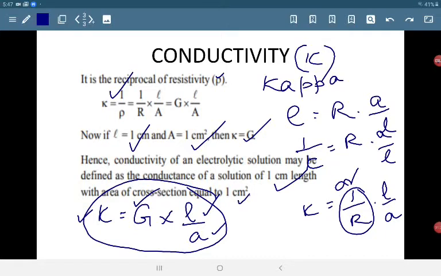Or we may define conductivity as the conductance of a solution of volume 1 centimeter cube. Very important: if you take a solution of any electrolyte, the ions are free to move, so ions carry electric current. If the volume of this solution is 1 centimeter cube, then whatever is the conducting power of the ions present in this 1 centimeter cube, that is termed as conductivity. So, conductivity is the conductance of a solution whose volume is 1 centimeter cube, or 1 meter cube also we can say.